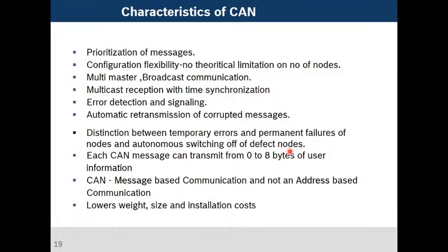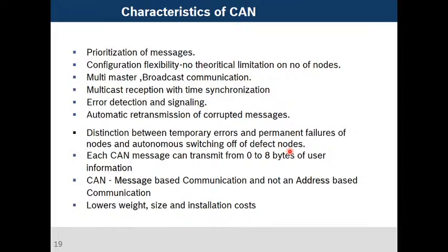Distinction between temporary error and permanent failure of the nodes. There is a distinction between a permanent error and a temporary failure. If there is a temporary failure, then the data will be transmitted again. If it's a permanent failure, then the bus will go off. Sometimes the car operates on battery if you are not starting it, so the controllers will go to sleep mode. That kind of intelligence is possible in a CAN controller or CAN protocol.